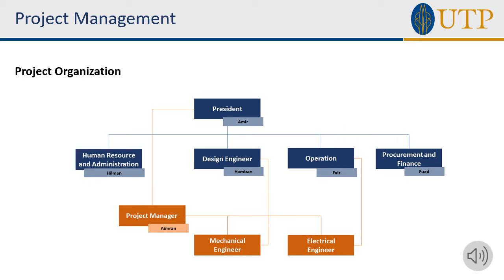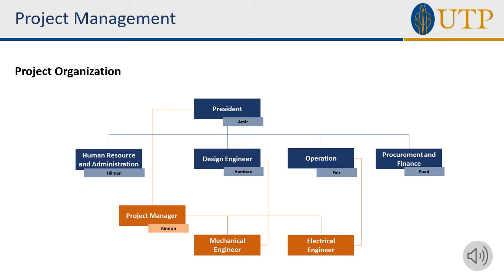Okay, Bismillah. Greetings. My name is Muhammad Imran bin Muhammad Asri. My matrix ID is 24344. I'll be presenting about the project management, which covers the project organization, second is the Gantt chart, and third is the network diagram.